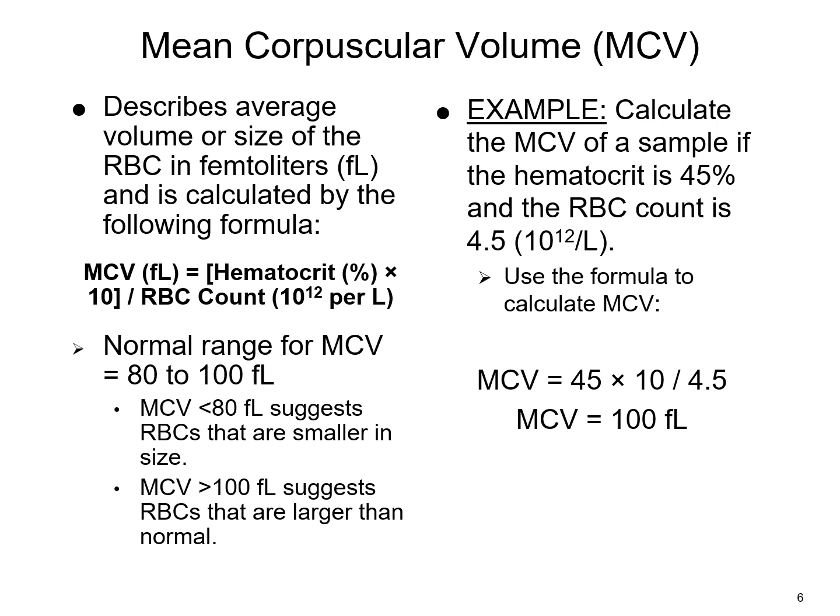So here we have an example of our MCV. If our hematocrit is 45 and our red blood cell count is 4.5, then we would do 45 times 10 divided by 4.5, which is going to give us an MCV of 100.